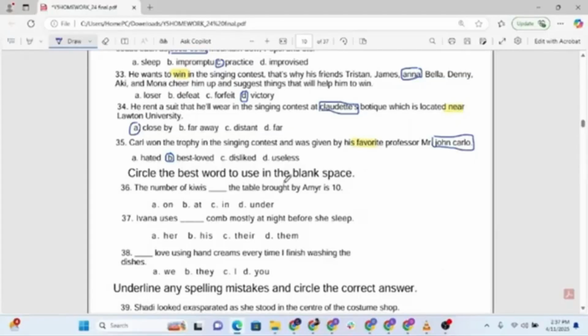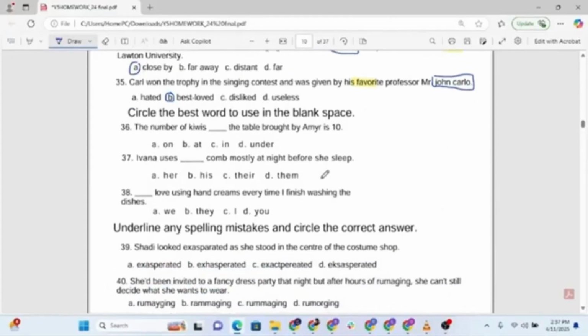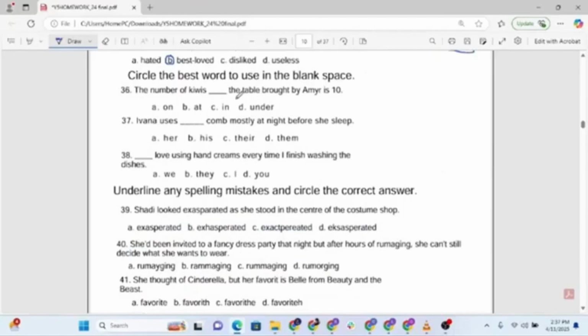Circle the best word to use in the blank space. Question 36. The number of kiwis on the table brought by Amir is 10. The correct answer is option A, on. Explanation. The preposition on indicates the kiwis are resting on top of the table.